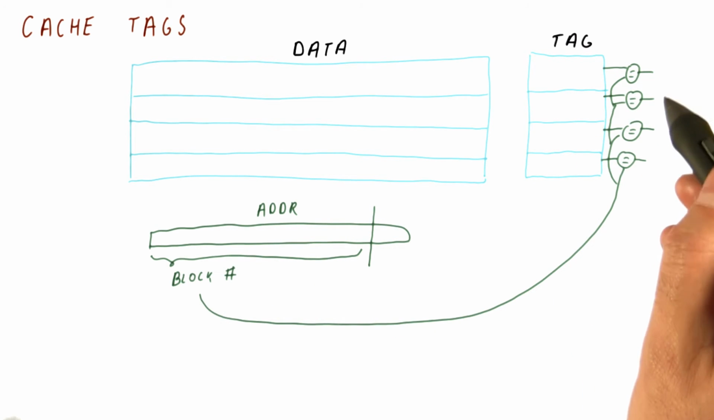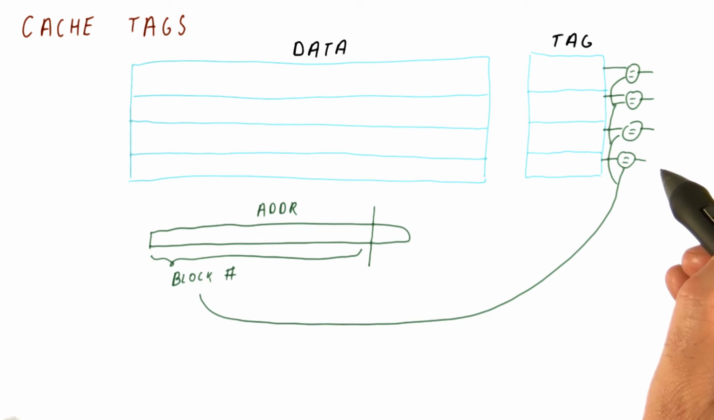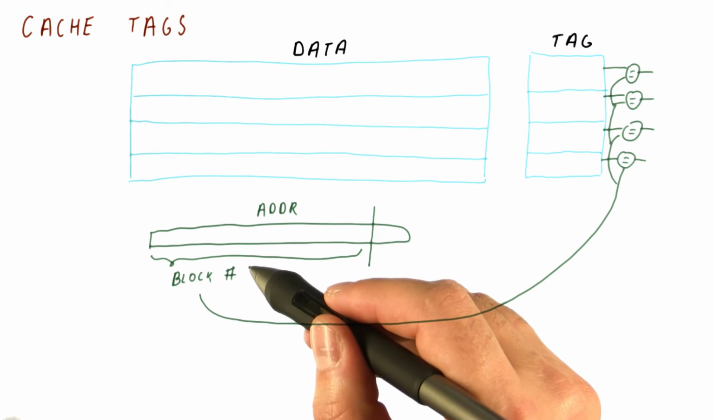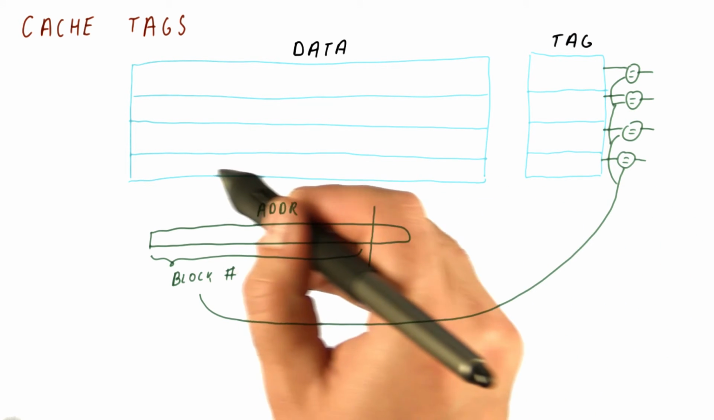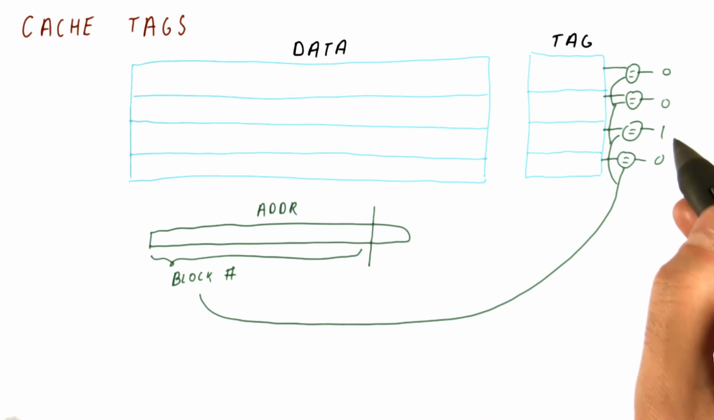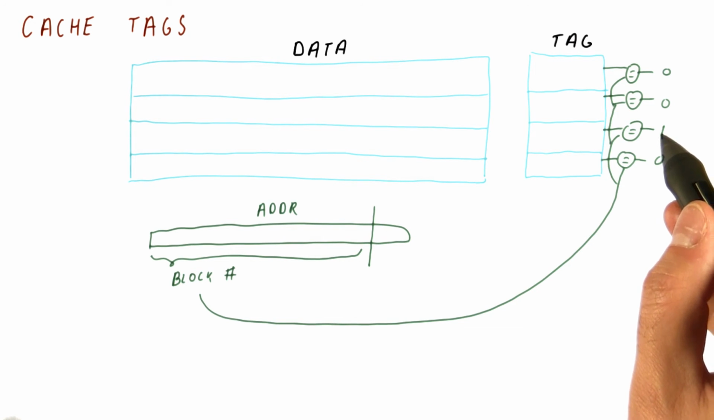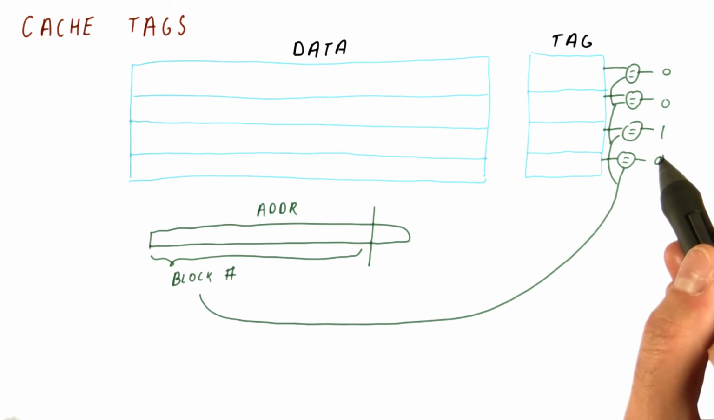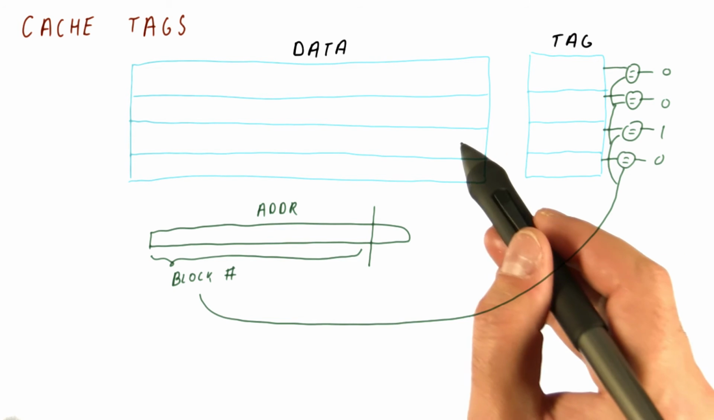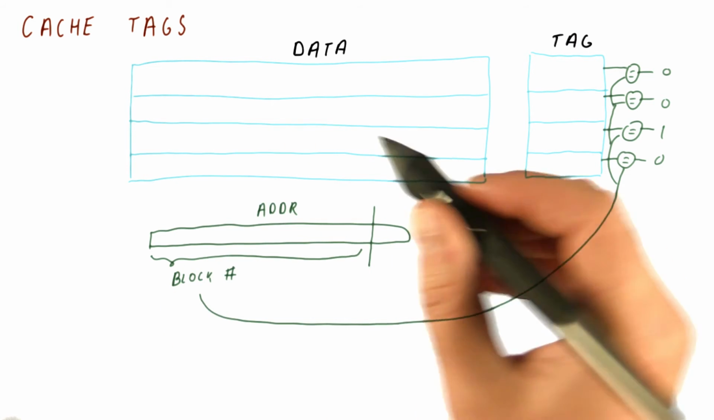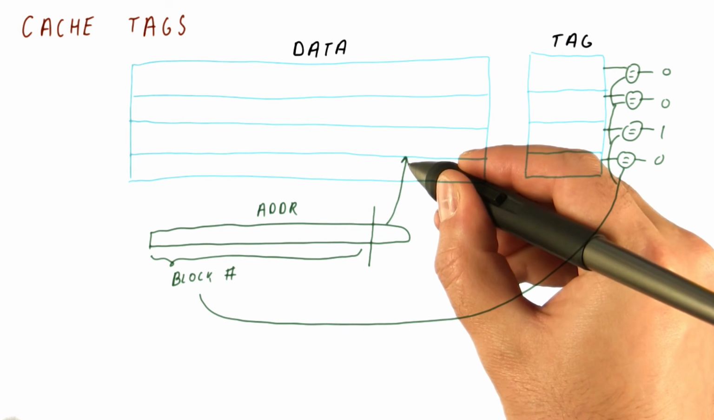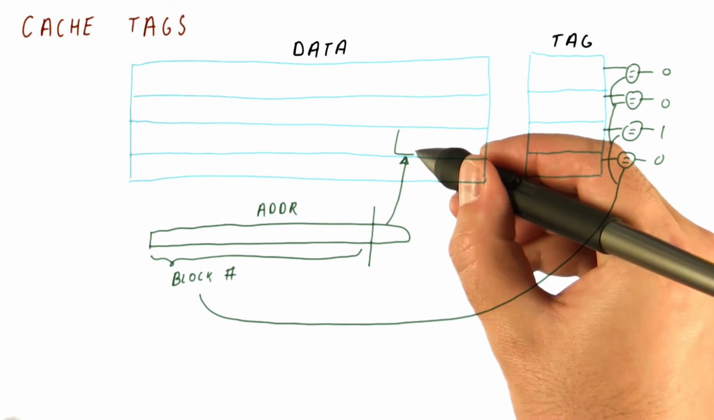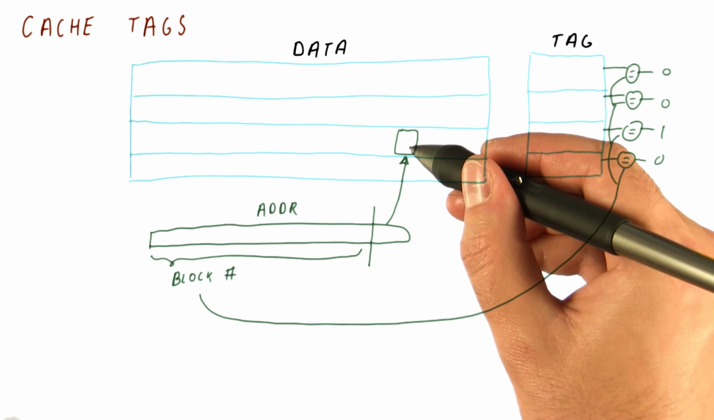If one of these says 1, that means that the tag matches the block number, and that means that our data is in the corresponding line in the cache. Let's say that this is the situation we have, so we have a tag match here. That means that we have a hit and that our data is here in the cache. Now we can use the block offset to tell us where in that line our data is, and we take that data and supply it to the processor.